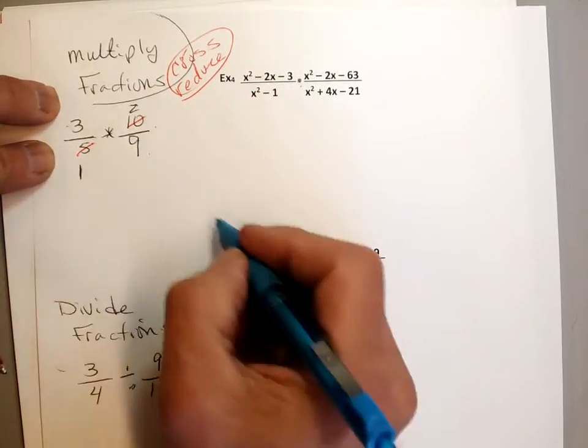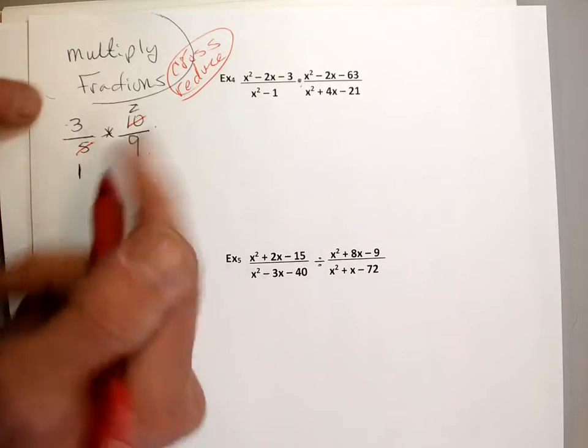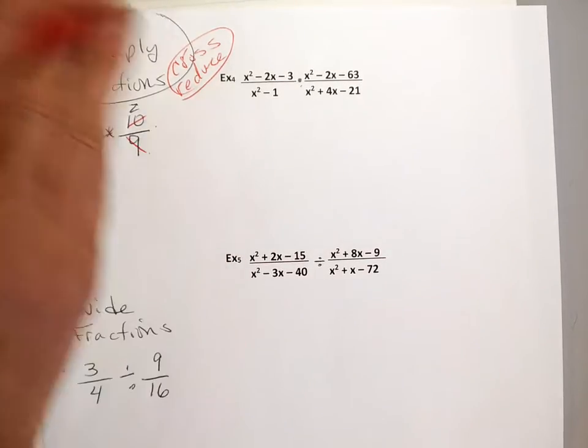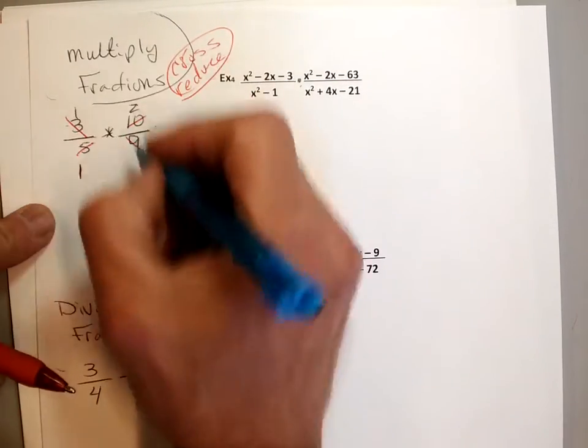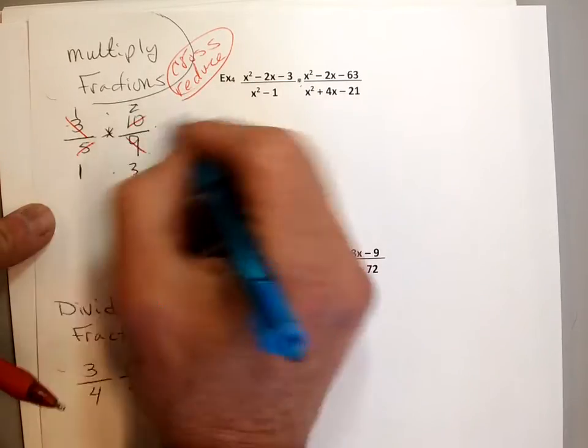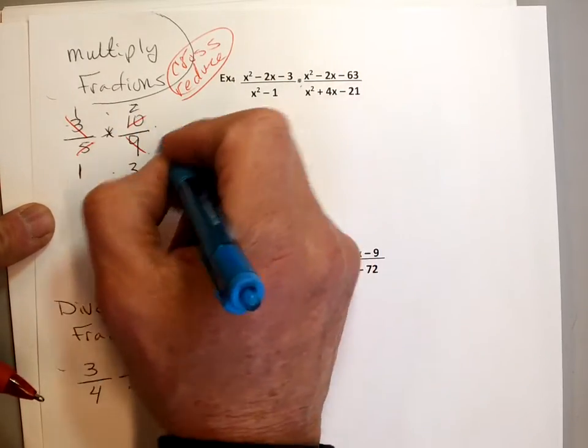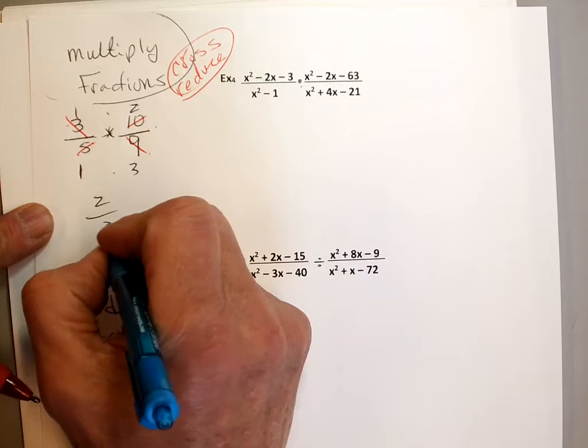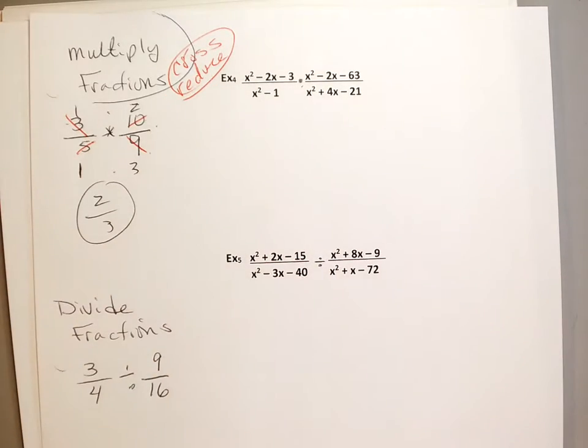And the same thing here. I could cross reduce my 3 and my 9. Reduce 3 and 9, I can get a 1 and a 3. Now if I multiply straight across, it's much easier. 1 times 2 is 2, and 1 times 3 is 3. Okay, so that's 6th grade math. What about example 4? Well, we can do the same thing.